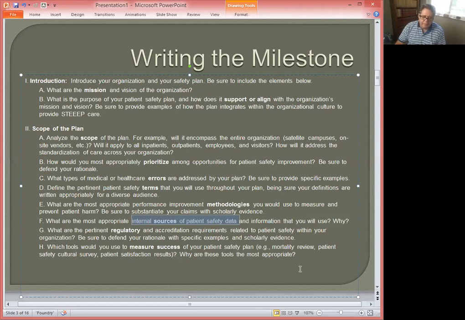What does AHRQ say? Are there any regulations or things that you need to address through Medicare, Medicaid, and CMS services relative to this safety plan that are requirements for reimbursement? Okay, and then last, what methodology or data would you use to measure the success of your patient data plan?